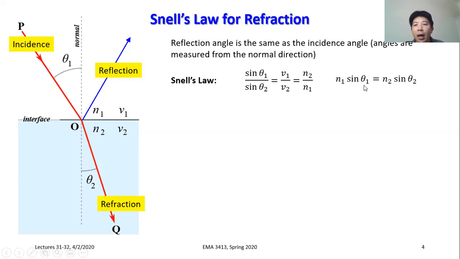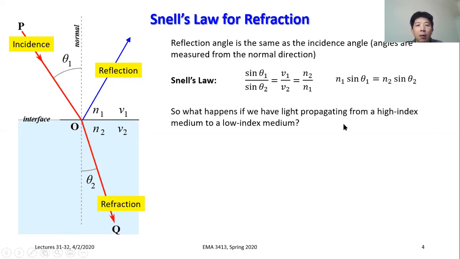So if you have a normal incidence, theta 1, the incident angle, is 0, then theta 2 will be 0 as well. So it's still propagating in the normal direction, and the light wave doesn't change direction at all. However, if the angle is not 0, and you are going from a low index medium to a high index medium, as we have shown here, then the refraction angle will be smaller than the incident angle. That means if n2 is greater than n1, then theta 2 has to be smaller than theta 1, just to maintain n times sine theta being constant.